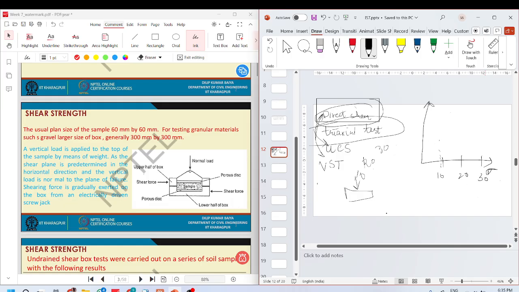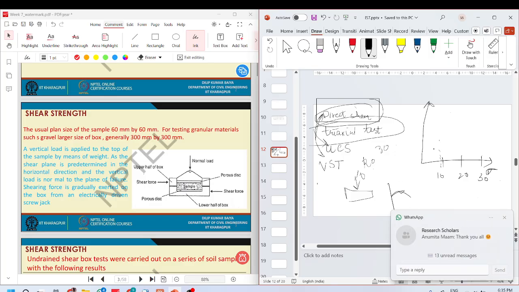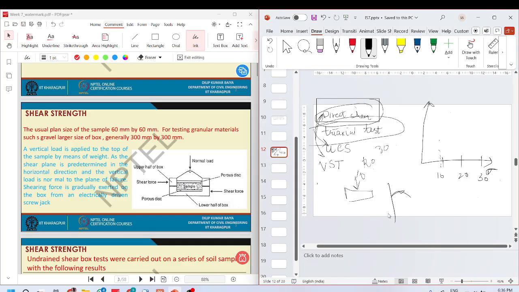So you do this for 10, 20, and 30. And you will see a peak when the loading is increasing, and then it suddenly reverses back. You know that point is your failure point, and you plot it here. Failure, failure, failure, and you join. So the intercept will give you your C value, and the slope will give you your phi value. So that is how you perform the direct shear test.